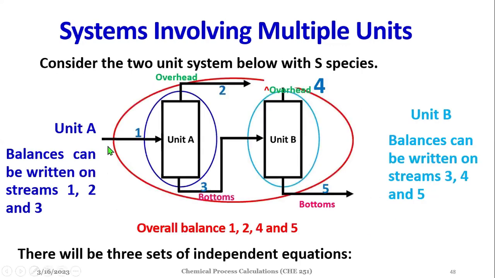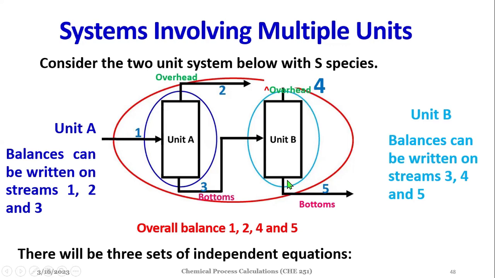So this is an example of what we are talking about. We have one unit and another unit, so we have unit A and unit B. If you look at the darker blue circle, it is just doing the balance around unit A, so the inlet to A and then the outlet from A. That's stream 1, stream 2, and stream 3. So we can do our material balance on just those streams. For unit A, balances can be written on streams 1, 2, and 3.